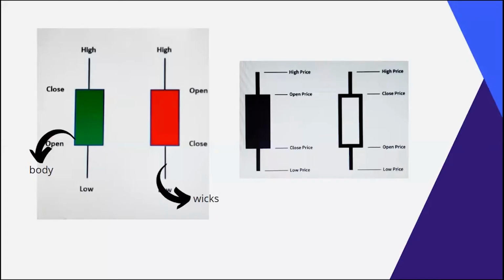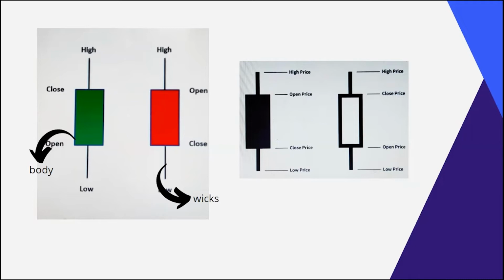Basically, there are two colors of candles, green and red, or white and black. When the closing price is higher than the opening price, the candle is colored as green. And when the closing price is lower than the opening price, it is colored as red. The colored part of the candle is called the body, and the lines appearing on top and bottom are called the wicks. Sometimes a white candle is used in place of green and a black one is used in place of red.